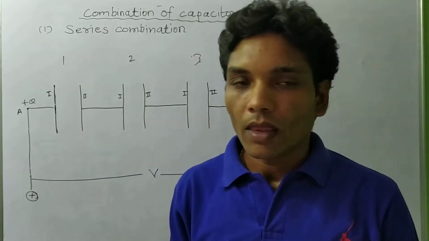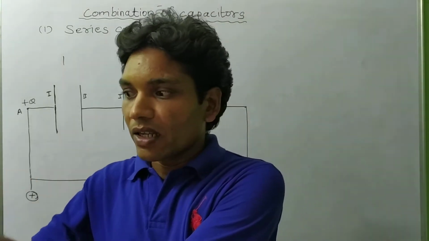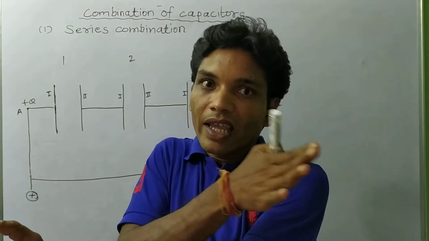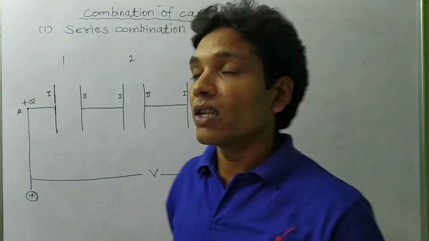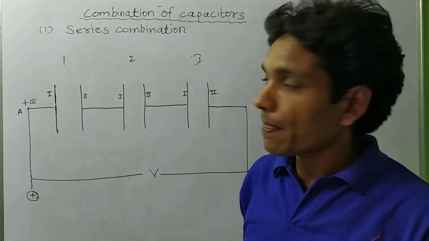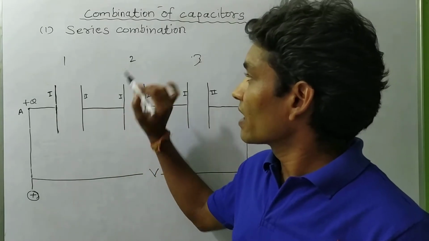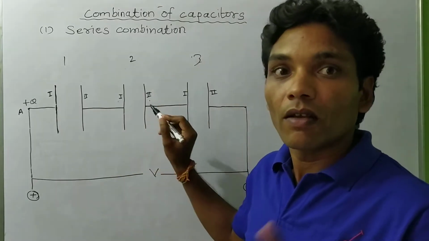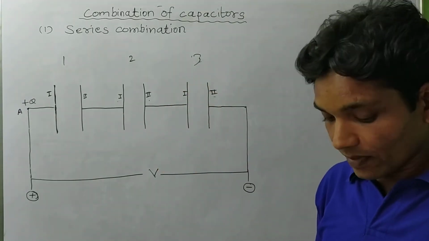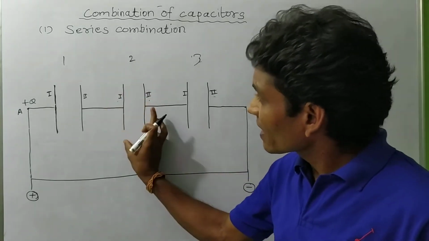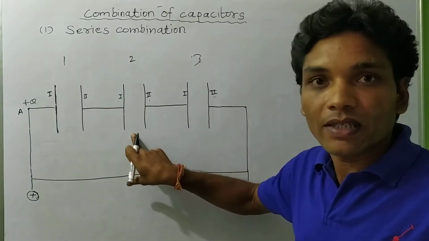When the second plate of the previous capacitor is connected to the first plate of the next capacitor, then this is called the series combination. We will understand clearly by this diagram. This is the first plate of the first capacitor, this is the second plate. For the second capacitor, this is the first plate, this is the second plate. For the third capacitor, this is the first plate and this is the second plate. Okay, so for this capacitor, this is the previous capacitor, and for this capacitor, this is the next capacitor.